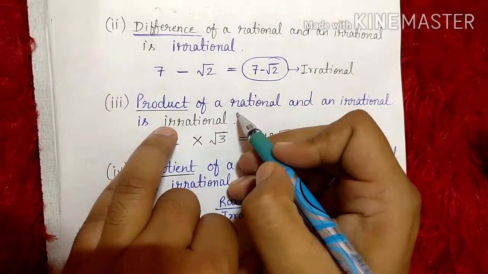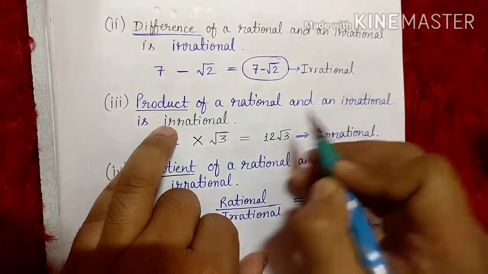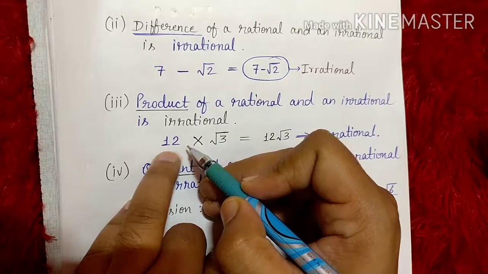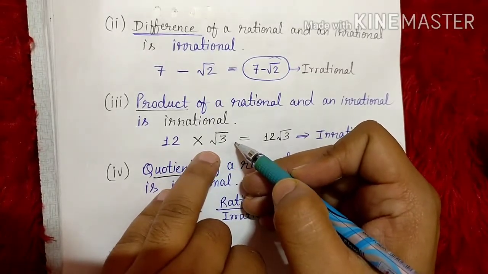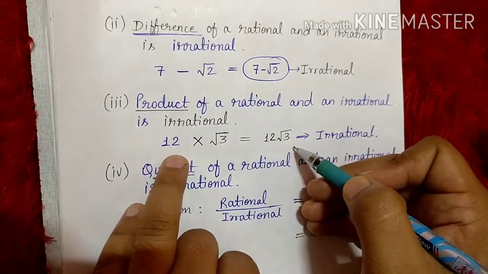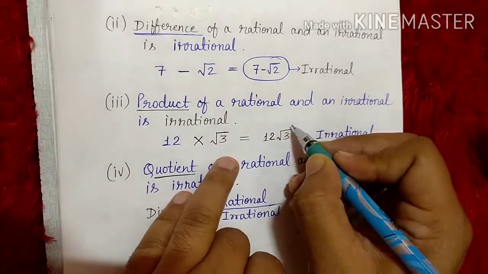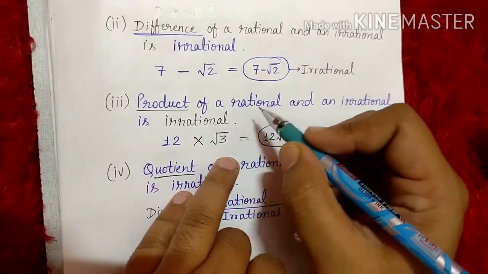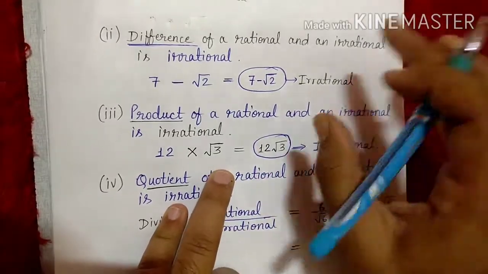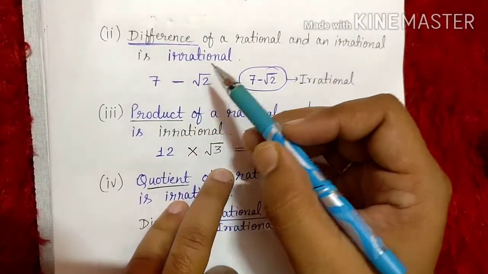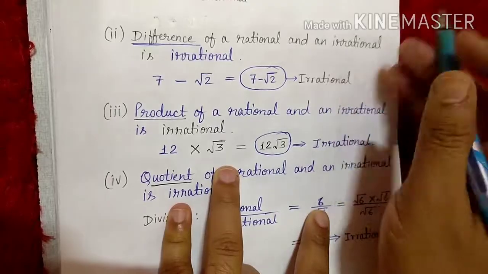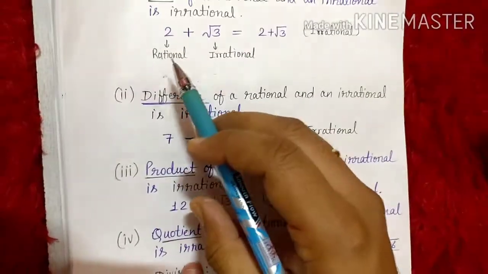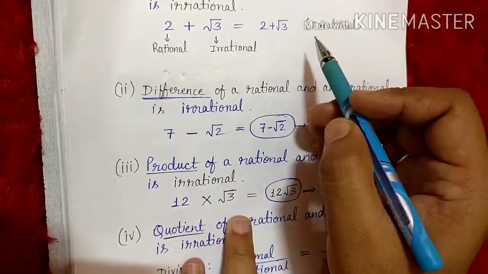Now the product of a rational and an irrational. Now for the product, 12 is a rational number, root 3 is an irrational number. If you multiply, what will come? 12 root 3, which is also an irrational number. So the product of a rational and an irrational is also irrational. If we find the difference of a rational and an irrational, that will also be irrational. If we find the sum of a rational and an irrational, that will also come irrational.